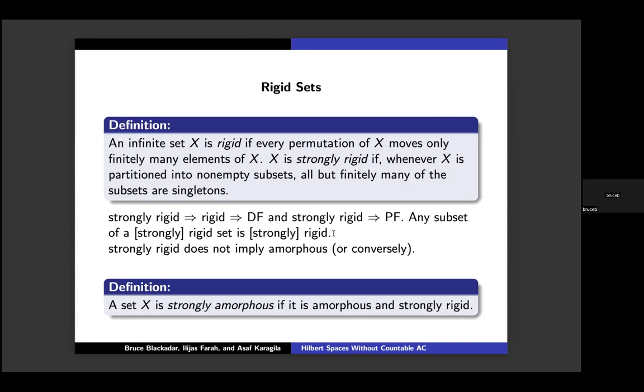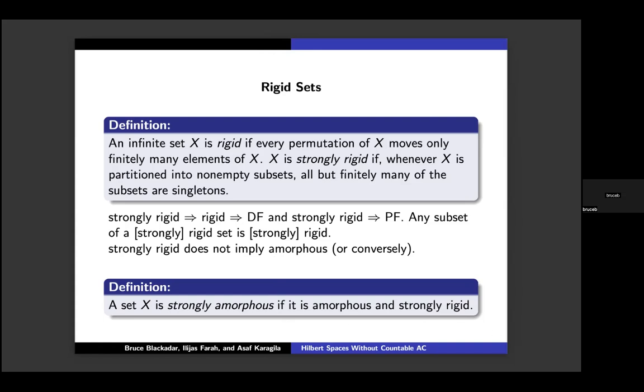And then we say that the set X is strongly rigid if whenever you partition it into non-empty subsets, all but finitely many of the subsets are singletons. And so a strongly rigid set is rigid because if you have a permutation, you can divide X into the orbits. You have some implications between the different flavors here. Strongly rigid seems to be similar to amorphous, but neither thing implies the other. But we'll say a set is strongly amorphous if it's amorphous and strongly rigid.